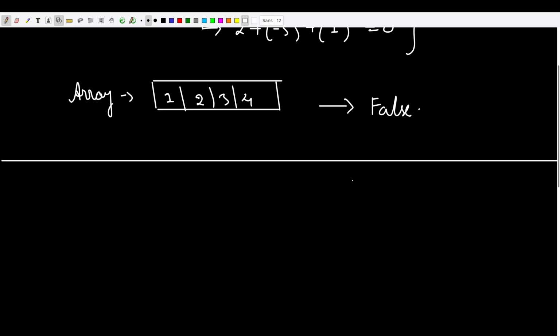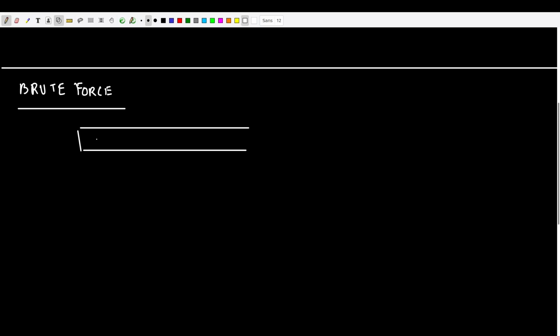So let's first discuss the brute force solution for this. So in the brute force solution, the thing is pretty simple. What we are going to do is basically, let's take our example: 4, 2, -3, 1 and 6. In this example, in the brute force solution, we will first generate all possible subarrays.